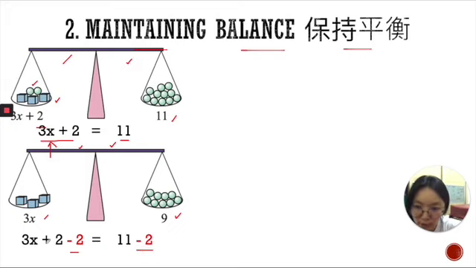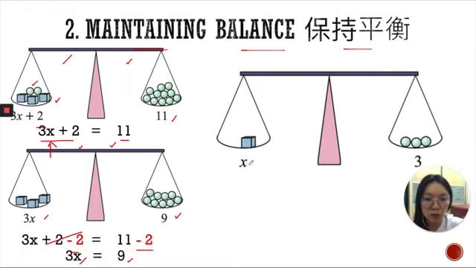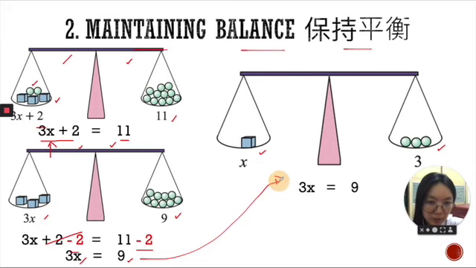Therefore, 3x plus 2 minus 2 becomes 0, and 11 minus 2 becomes 9. 3x equals 9. So what is x now? 1 cube is equal to 3 balls, so x equals 3. How? From 3x equals 9, to balance the left and the right, I divide the left by 3 so that I can cancel the 3 off, and I also divide the right by 3.